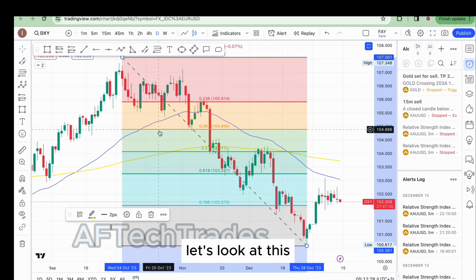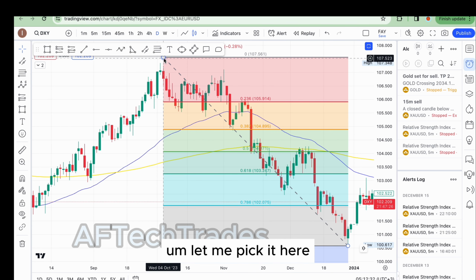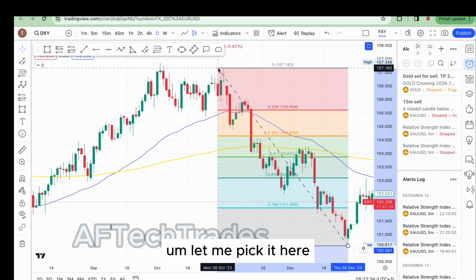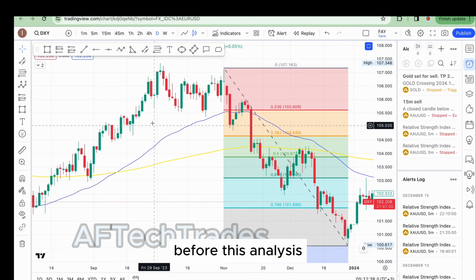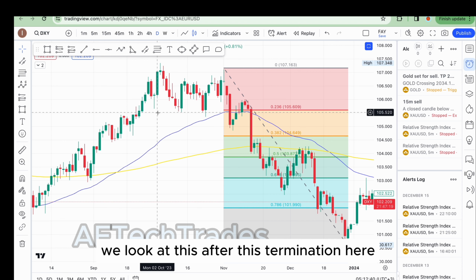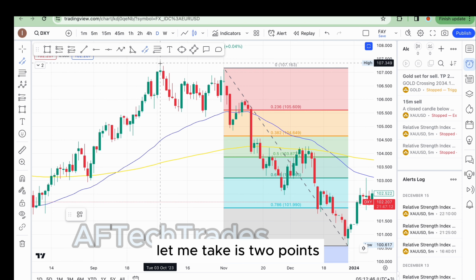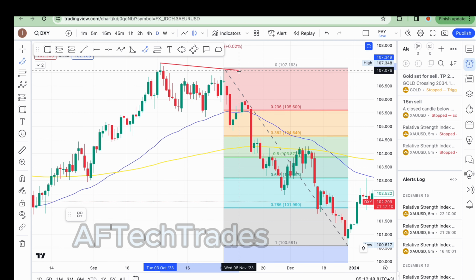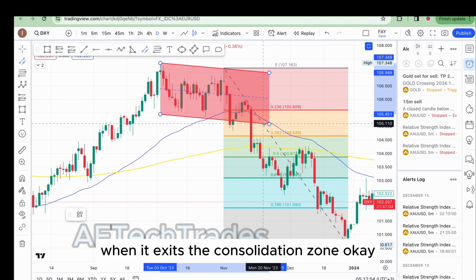Let's look at this. Let me pick it here. I peg it here. Okay, before this analysis, we look at this. After this termination here, there was a series of consolidation. Let me take these two points, so that it is clear for us when it exits the consolidation zone.